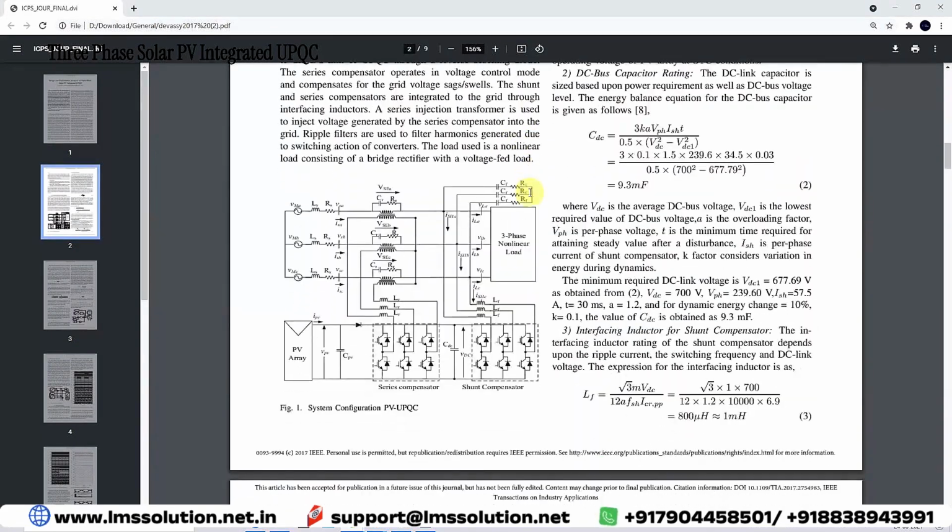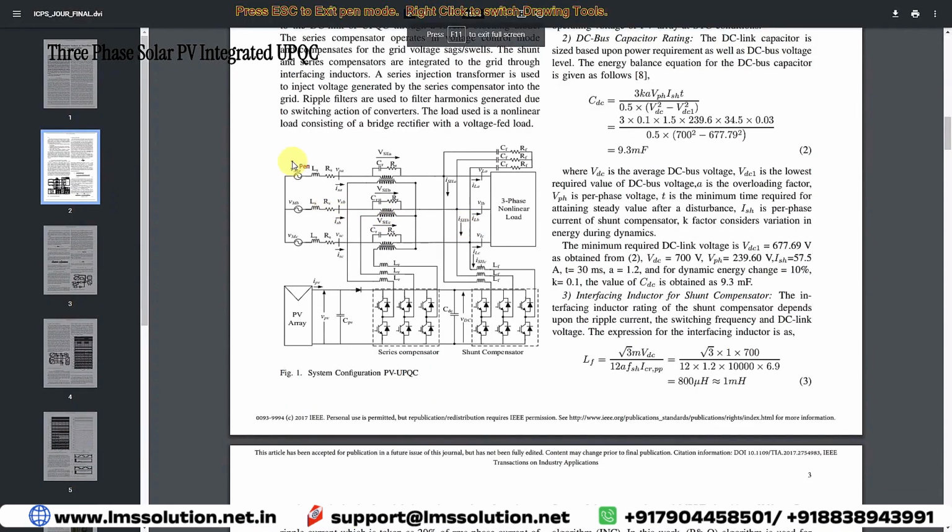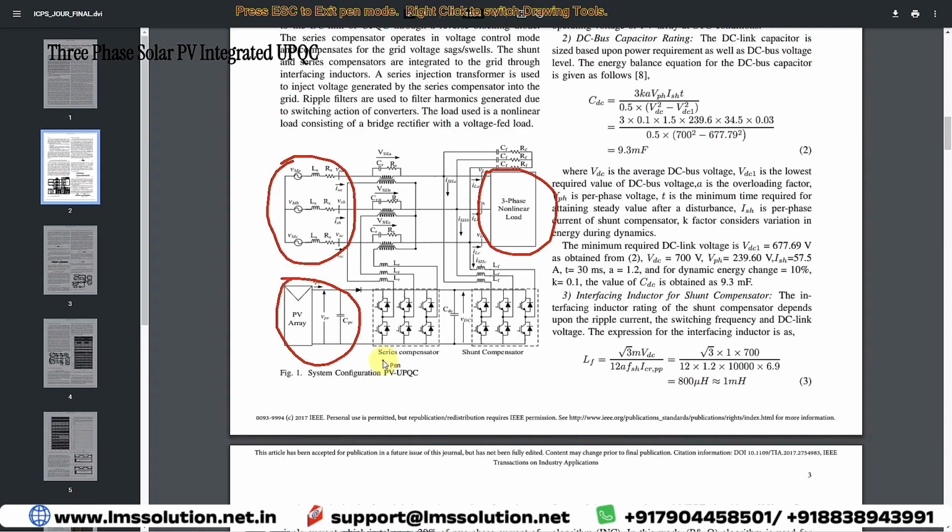First, we have to discuss the general structure of the solar PV integrated UPQC. This is the structure. It consists of a grid along with the non-linear load. Here you can see that the solar PV system is connected to the series compensator as well as the shunt compensator. The shunt compensator is connected to the three-phase system via a filter inductor, and the series compensator is connected to the three-phase system in series by means of this series transformer. The series compensation and shunt compensation are not powered by this PV array. The series compensation and shunt compensation have two different controls.